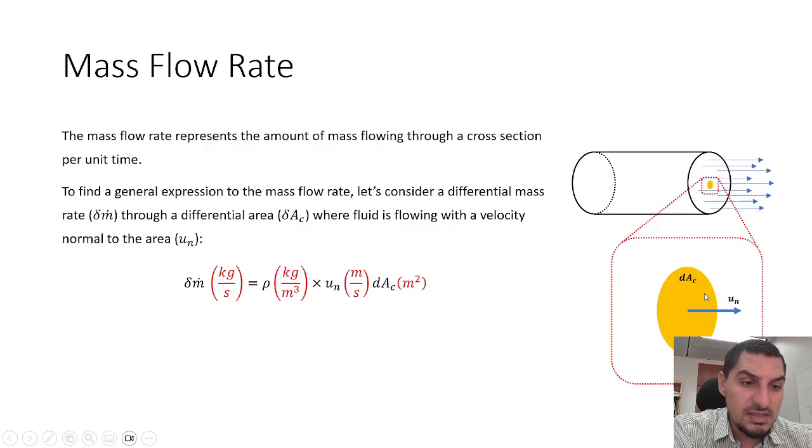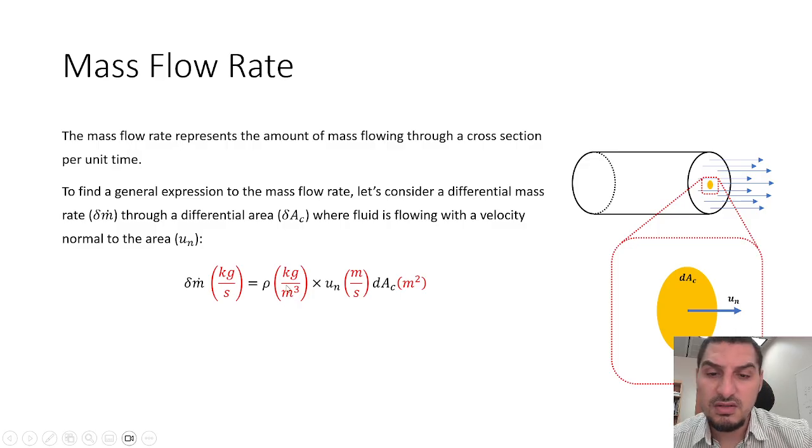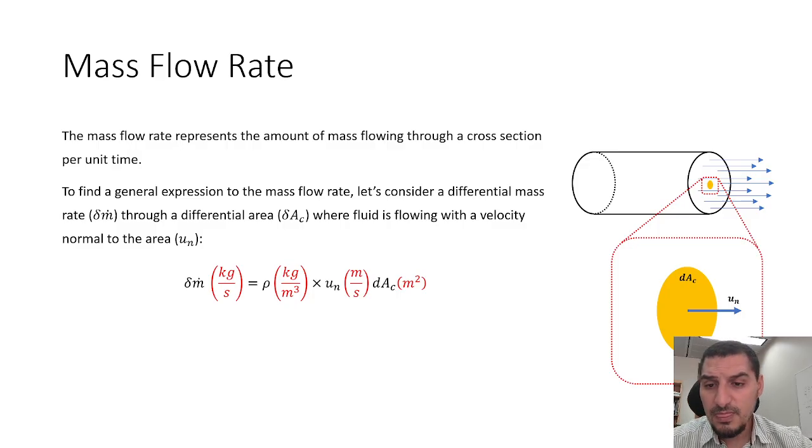The mass flow rate is the multiplication of the velocity times the cross-sectional area, times the density. So density times the velocity times the differential cross-sectional area will have the units of kilogram per second. Meter squared and meter will cancel the meter cubed, and we'll have kilogram per second. So this is the equation that we can write for the differential mass flow rate.